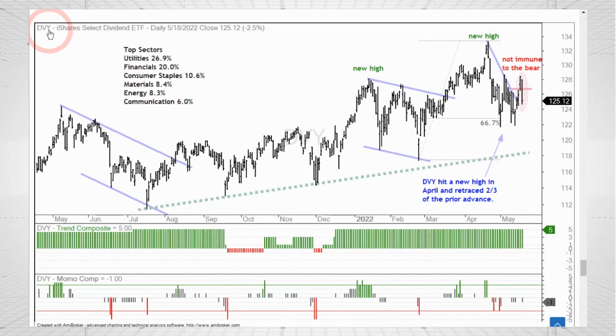We look at the dividend ETF, DVY, we can see here 10% consumer staples, and it had a breakout on Tuesday, but gave it back on Wednesday. So it's still holding up better than the broader market.